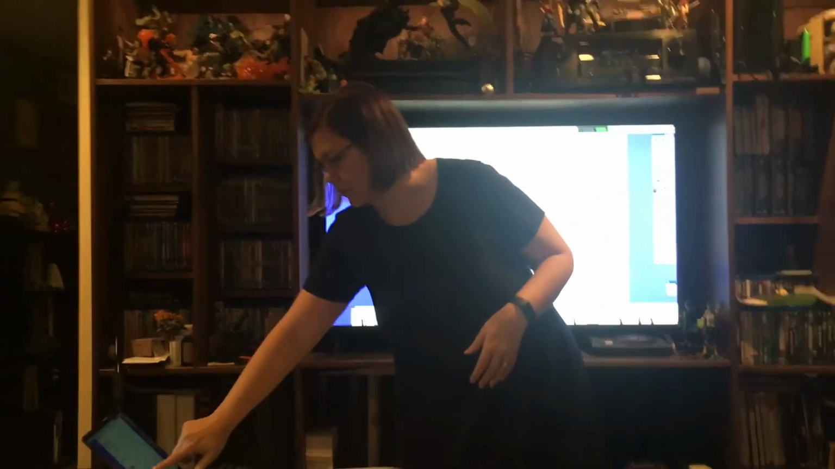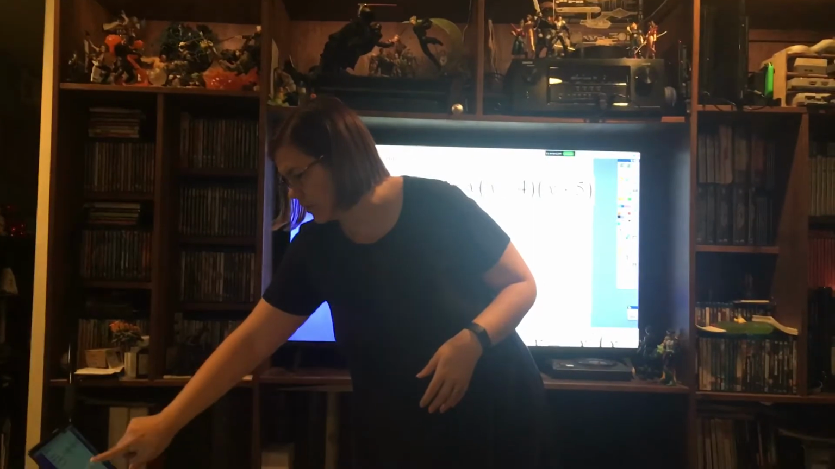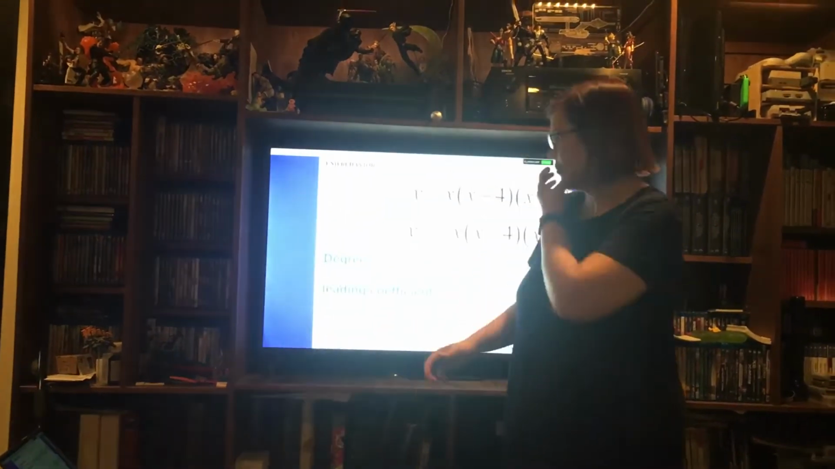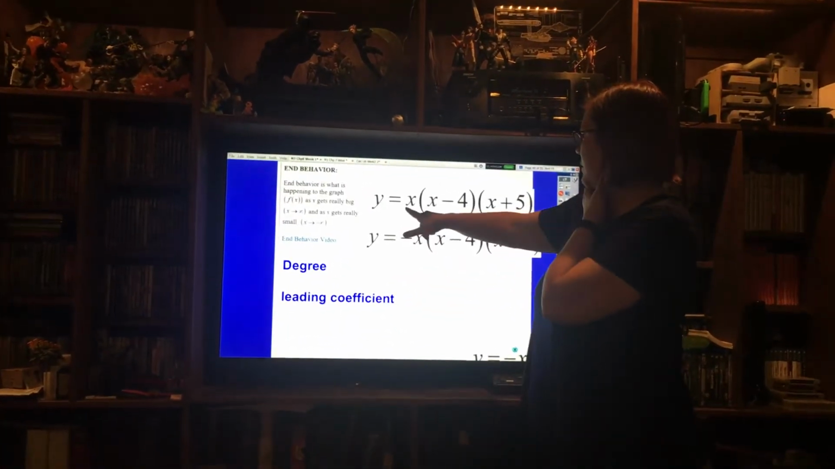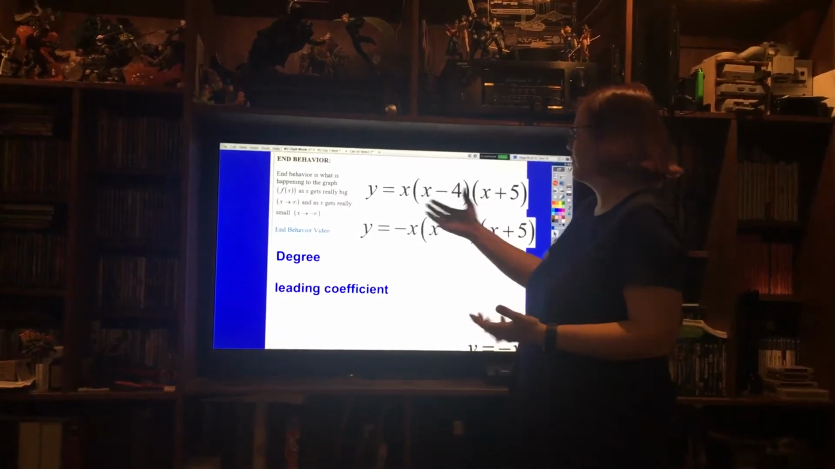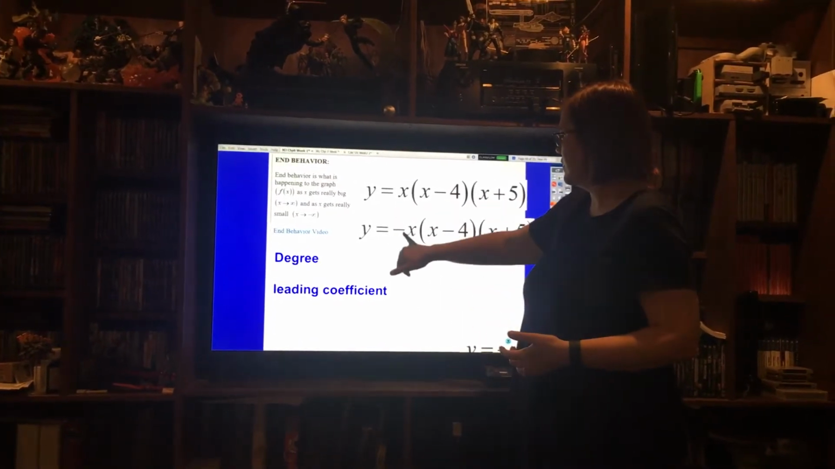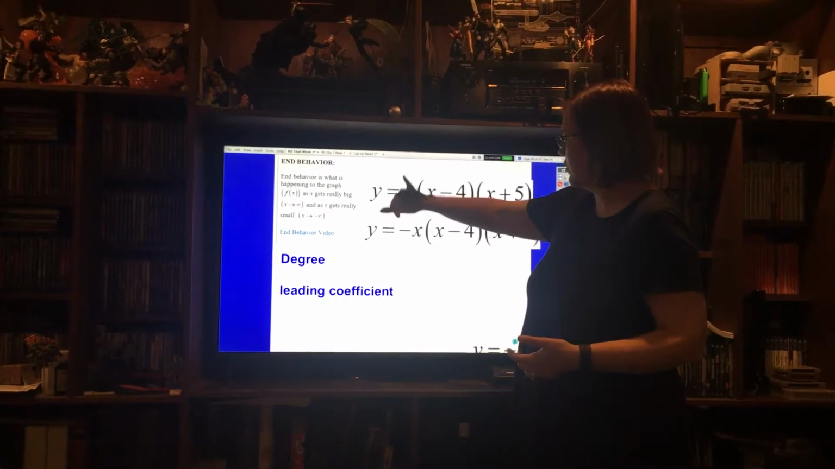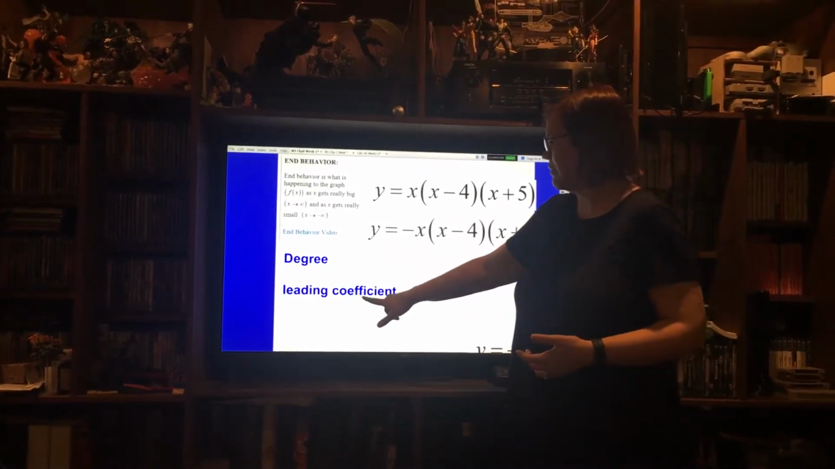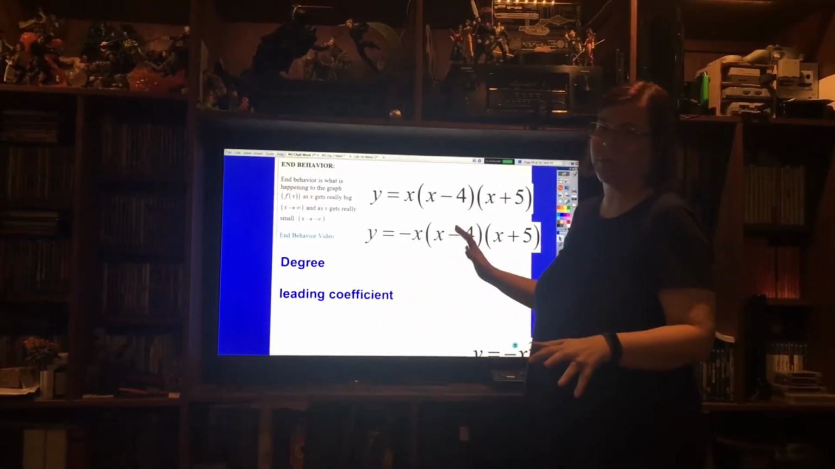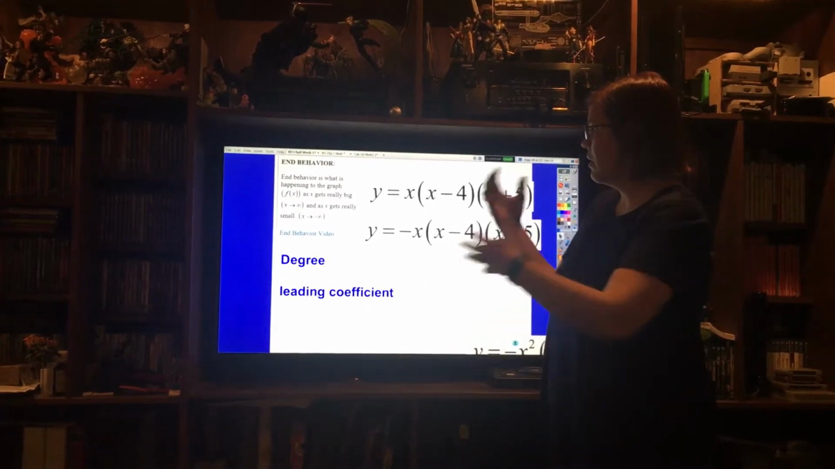So for example, the degree of these two functions is the same. They are both cubics because we've got x, x, x. That's a cubic, this is a cubic. The only difference is the leading coefficient. This one has a leading coefficient of 1, and this one has a leading coefficient of -1. Their end behaviors are opposites. But since these are both cubic, they do something else.